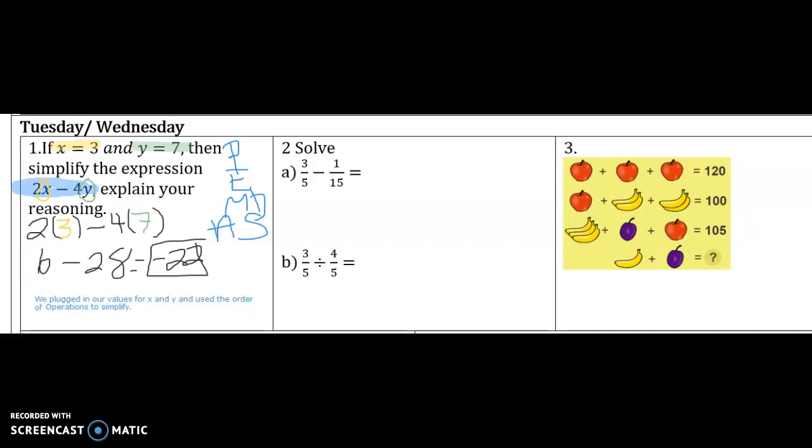As for reasoning, you could have put anything from, we plugged in our values for x and y and used the order of operations to simplify. That is exactly what we did, and that's why we got our answer of negative 22.